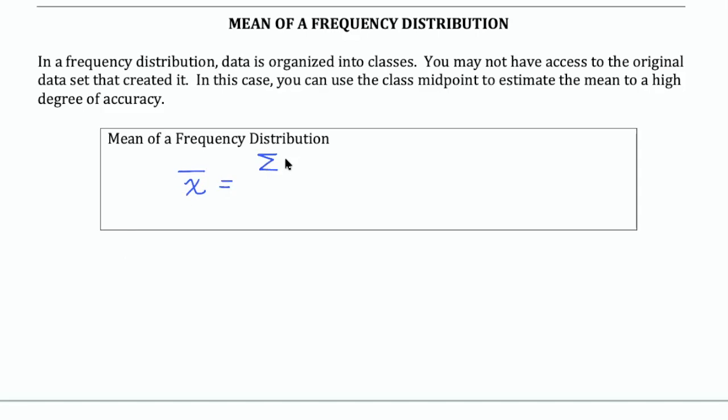So the mean of a frequency distribution is x bar, which is found by taking the sum of the midpoint, which I'm going to represent as x sub m, times the frequency, and you will divide that by your sample size. So I'm going to indicate here x sub m is the midpoint of the class.